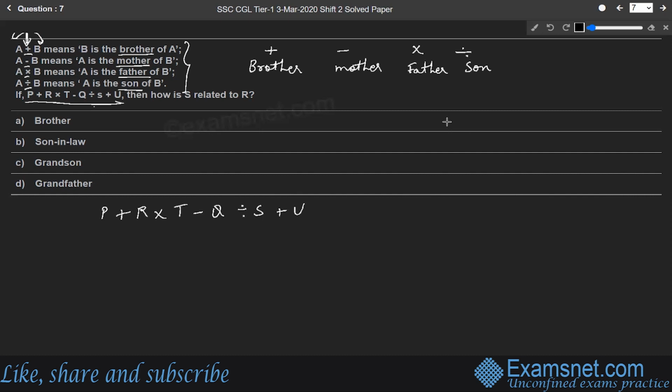So starting with the first term, P plus R. Now plus sign represents brother. It means that P is the brother of R. Since there is plus sign, it means that P and R are brothers. So P is the brother of R. Then next is R multiplied by T. Multiplication sign means father. So R is the father of T.